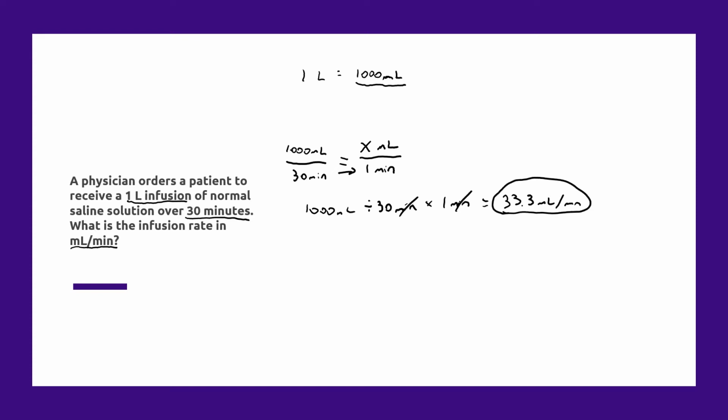Now, if you have multiple choice options, maybe you've got to round that up to the nearest whole number. Maybe it's 33.33, but you get the idea.